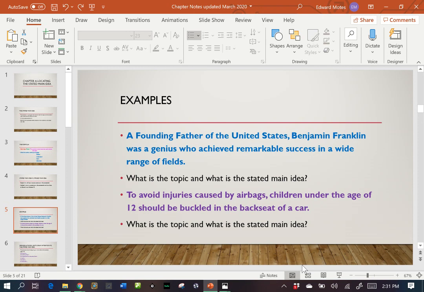Second example. To avoid injuries caused by airbags, children under the age of 12 should be buckled in the backseat of a car. What or who are we talking about here? What's our topic? If you just said children, you would not be completely correct. We need to be specific about who the author's talking about. And they're talking about children under the age of 12. And what about them? They should be buckled in the back seat of a car to avoid injuries caused by airbags.